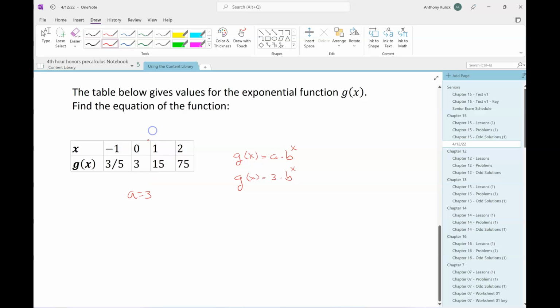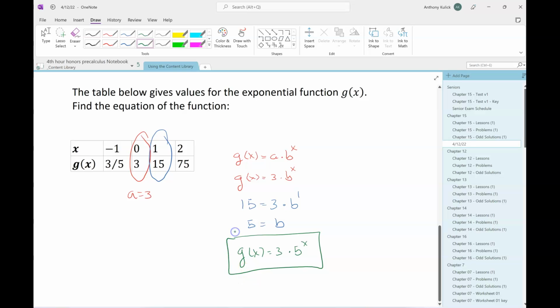Now I can use any of the other points. My suggestion would be to use the point with the x-coordinate 1. I can then plug that in for x and g of x to solve for b. And then we're all done. So we know our a is 3 and our b is 5. Sweet, dude.